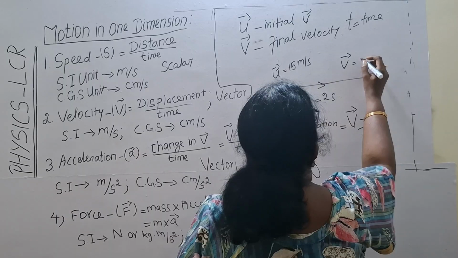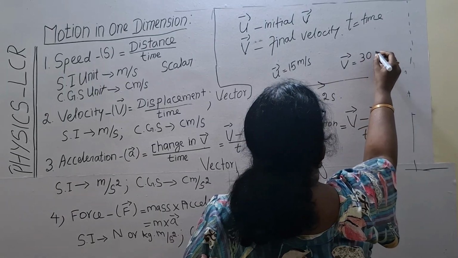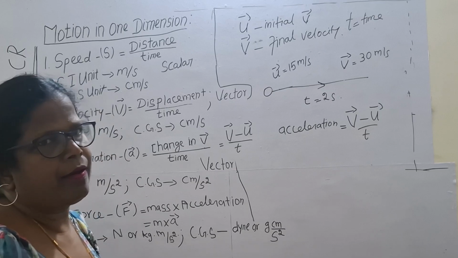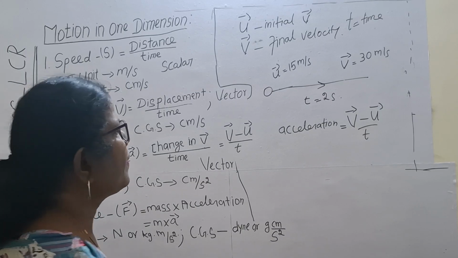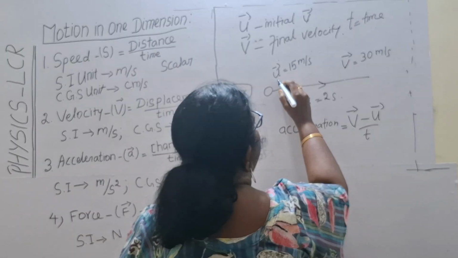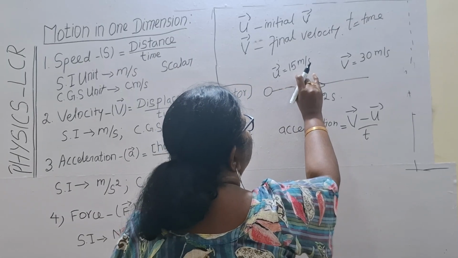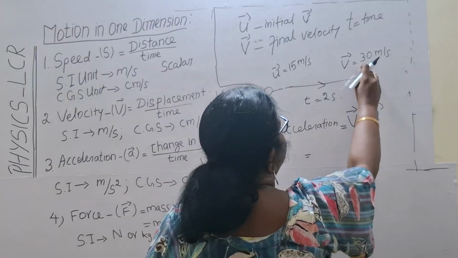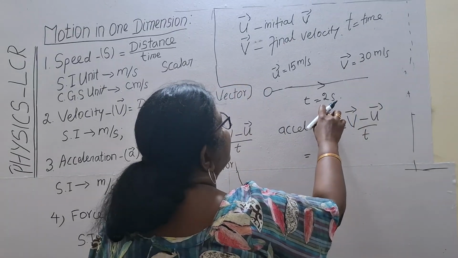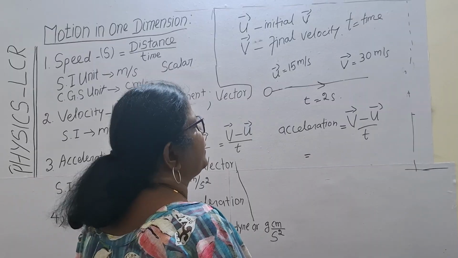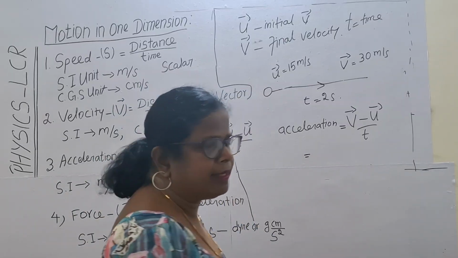That is how much actually? 30 meter per second. Okay, so now you see these. You are going to start with 15 meter per second, and you are increasing the speed to 30 meter per second. What is the time duration? 2 seconds. Within 2 seconds, how you are going to increase? That is known as acceleration.